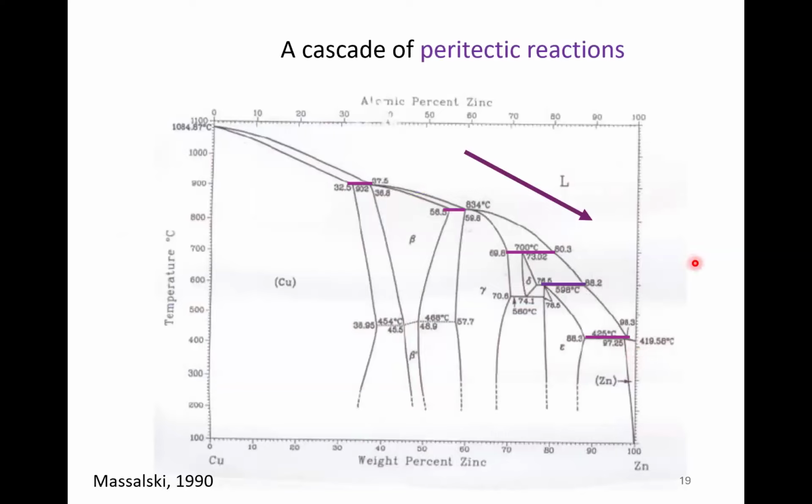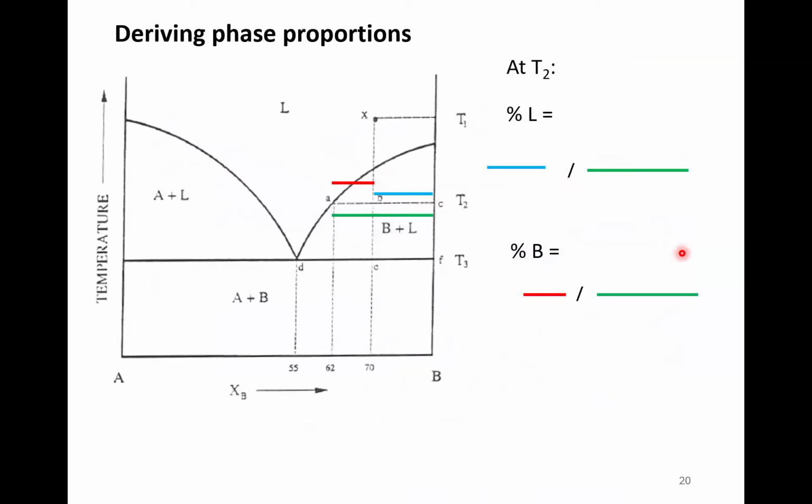One thing you can have, and I've got this here in a binary phase diagram, Massalski is a really good reference for binary phase diagrams, even though it's quite old. It's a good starting point. And here you've got 1, 2, 3, 4, 5 peritectic reactions. And what happens here, it's called a cascade because the liquid can run down and nothing can stop it. And you can get some really horrible things happening on fast cooling.